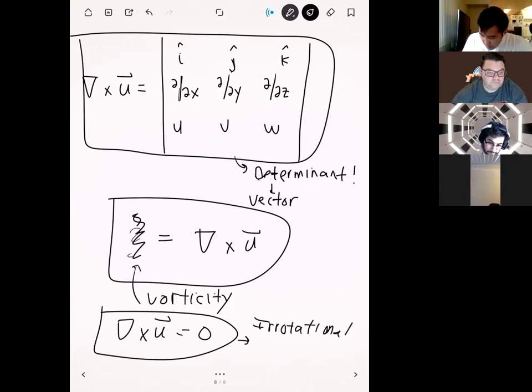And so we're going to talk about a very special case for fluids later, where if you have the curl of the velocity field equal to 0, and of course this is a 0 vector, so all the components are 0, then what we say for that flow is that it's irrotational. A fluid where the curl is 0 means that the fluid is irrotational. Okay. Any questions on this?